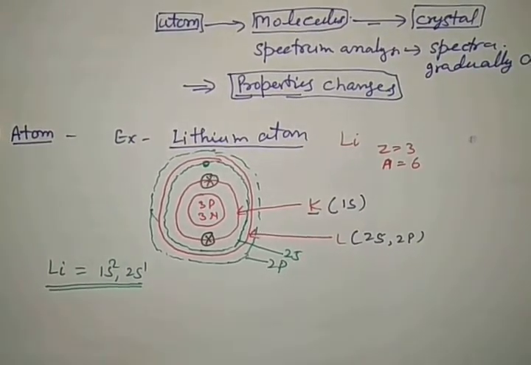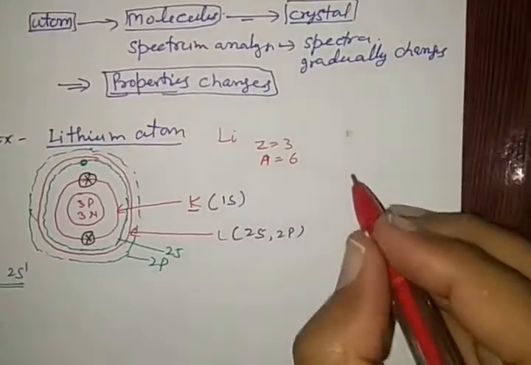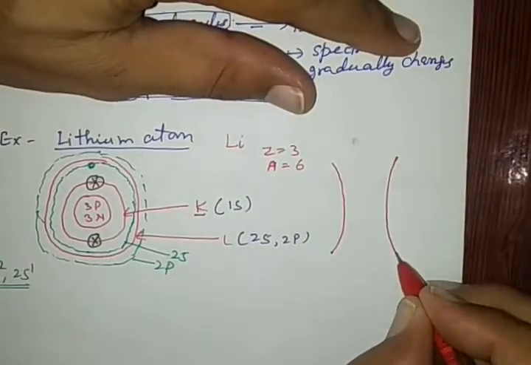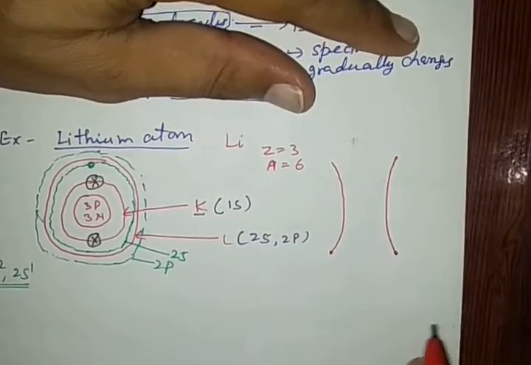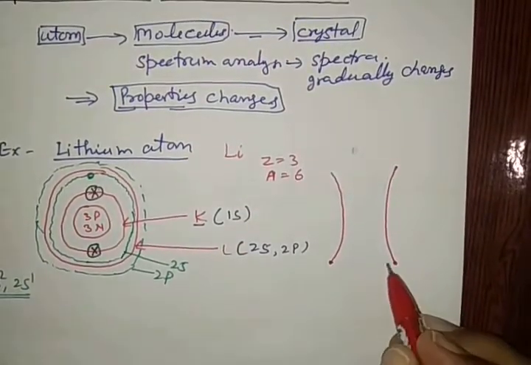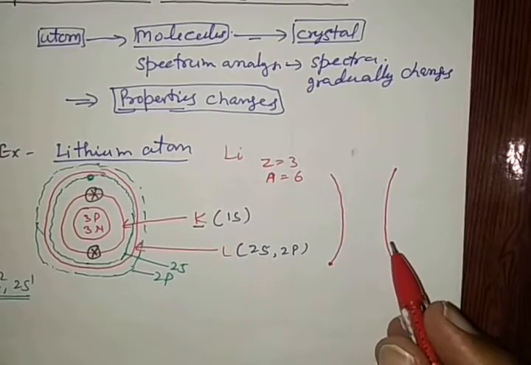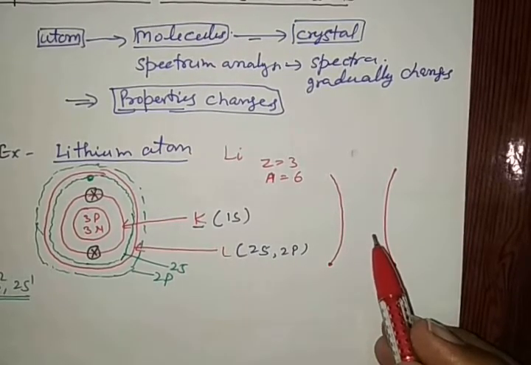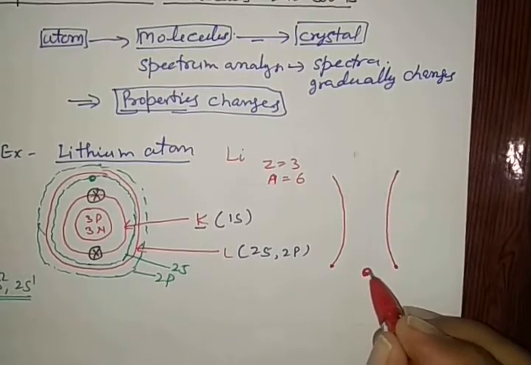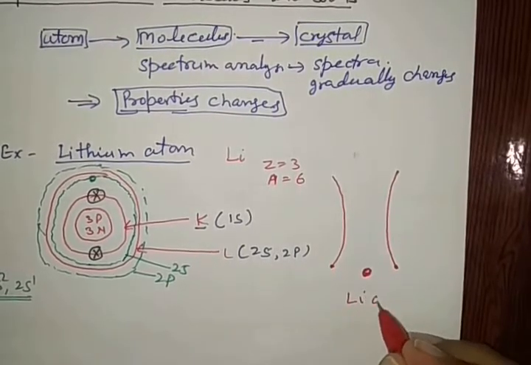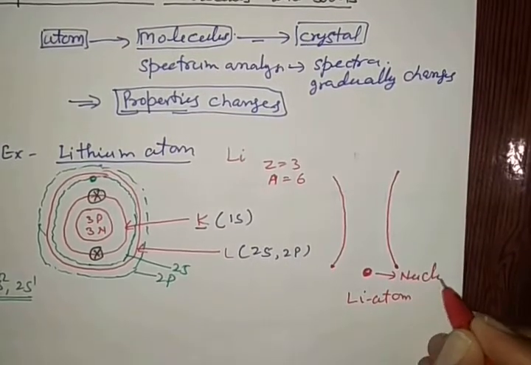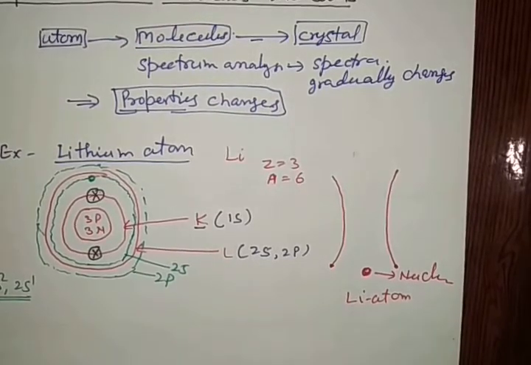Is that clear? Strong attention is needed to understand the concept of the spectrum analysis, right? These electrons live as a particle in a box. We have read particle in a box in the Schrödinger wave equation. Here is the position of the nucleus of the lithium atom. What is this? Nucleus. This is 3 protons and 3 neutrons.